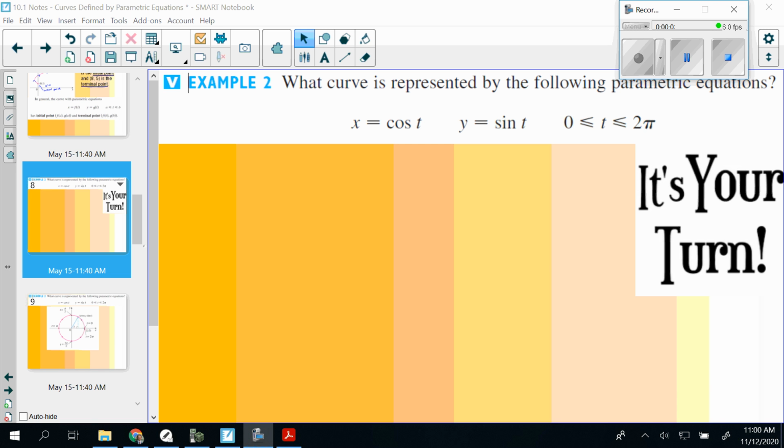All right, let's see if we can look at this one. So we got, again, two parametric equations. This time some trigs involved. X is equal to cosine t, y is equal to sine of t, where t is between 0 and 2 pi. So what would this one look like?